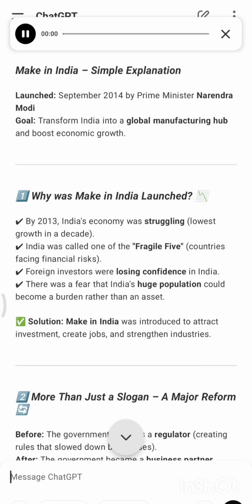Make in India, simple explanation. Launched September 2014 by Prime Minister. Goal: transform India into a global manufacturing hub and boost economic growth.